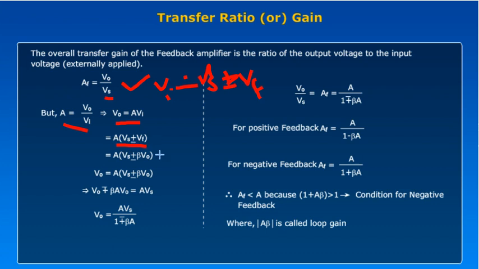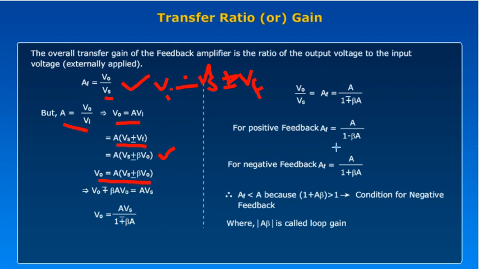And Vf is nothing but the transfer gain value into the output voltage. So after substituting that, we will get this expression: V0 is equal to A into Vs plus or minus beta V0. If you bring the V0 terms to one side, then V0 minus or plus beta A V0 is equal to A Vs. So from that, V0 equals A Vs by 1 minus or plus beta A.